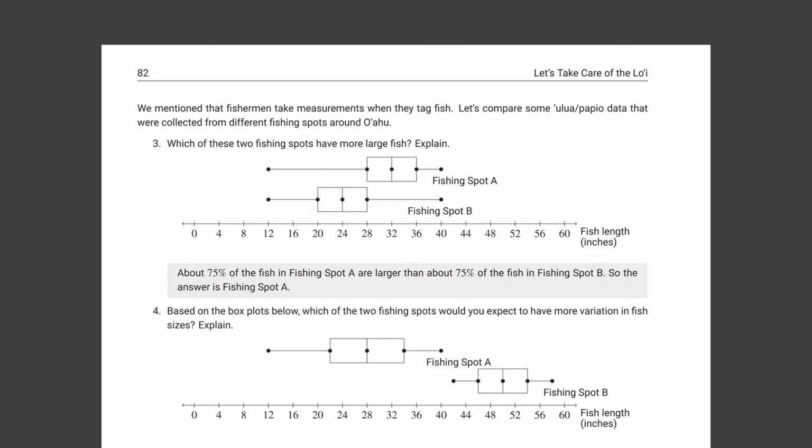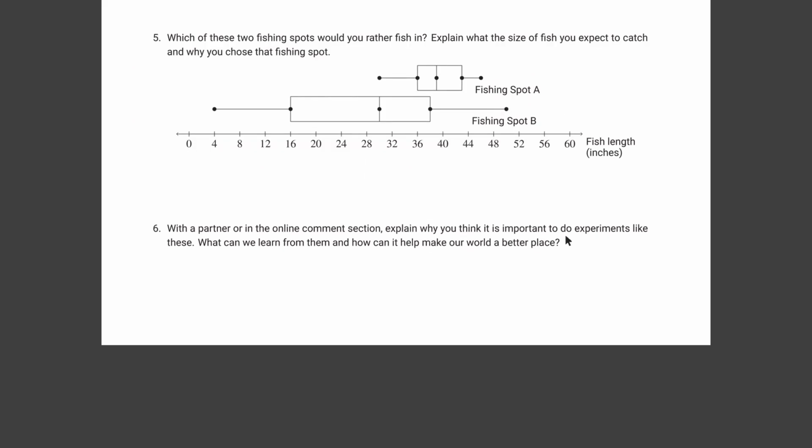For this video, we'll skip the last two fishing spot comparisons and jump to the open-ended question at the end. Why do you think it is important to do experiments like these? What can we learn from them, and how can it help to make our world a better place? Please pause this video and think about how you would answer before moving on.